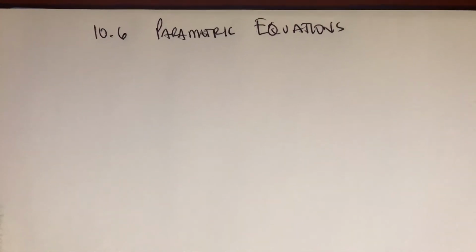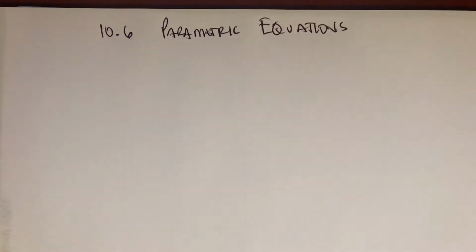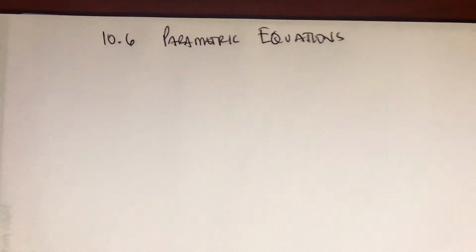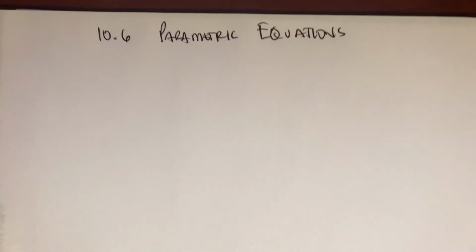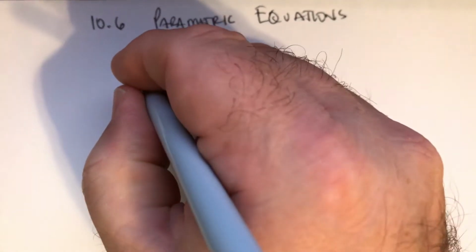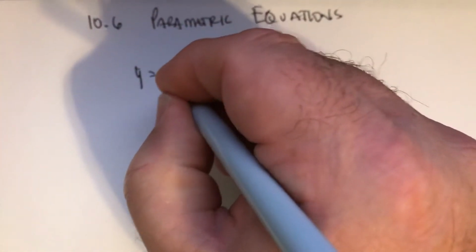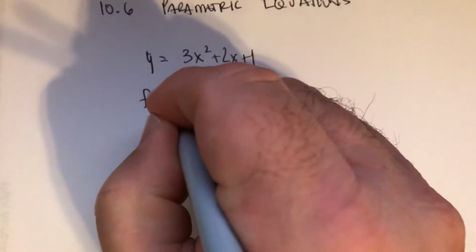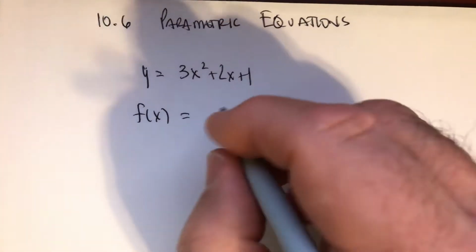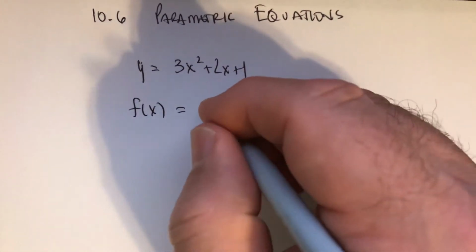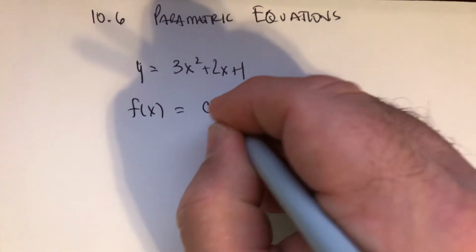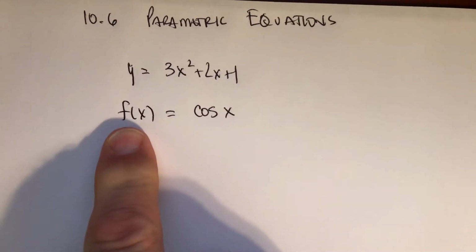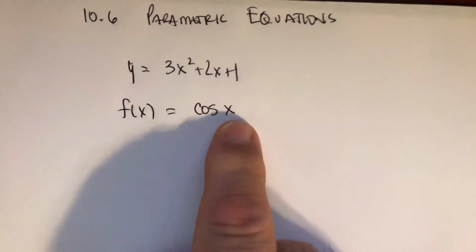Now, basically, what we're doing when we're doing parametric equations is this. We have three variables involved. In the past, we have done equations like this: y equals 3x squared plus 2x plus 1, or sometimes we wrote it in function notation, Euler notation, as f of x equals 2 cosine of x. All right, these are functions where y is a function of x.